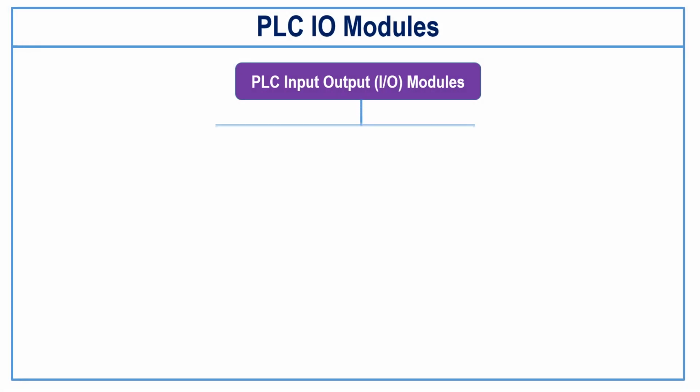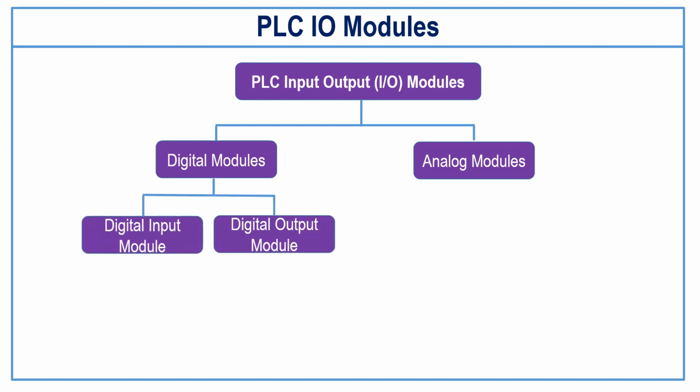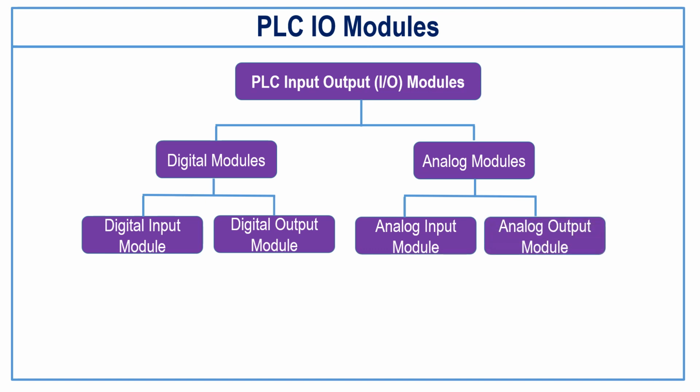There are two types of IO modules, digital modules and analog modules. The digital modules can be categorized as digital input modules and digital output modules. The analog modules also can be categorized as analog input modules and analog output modules.